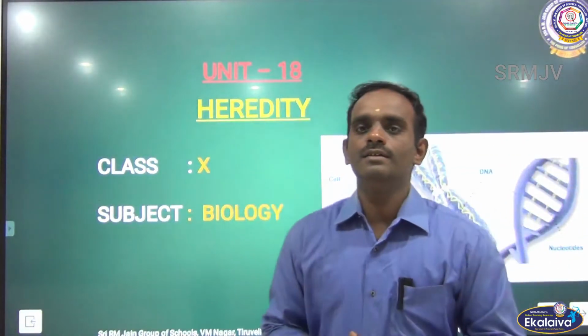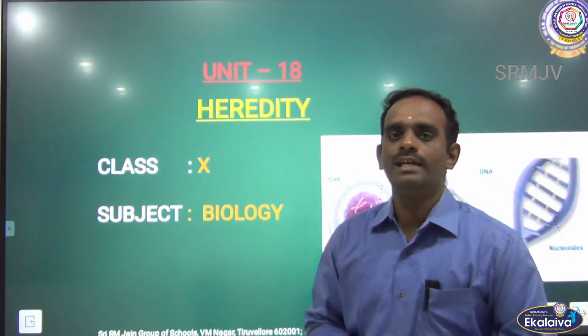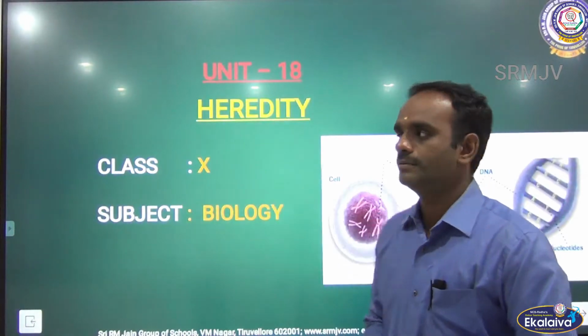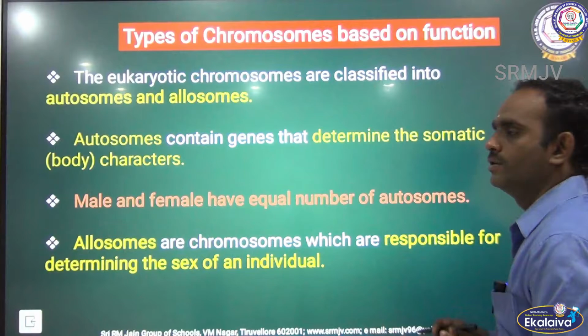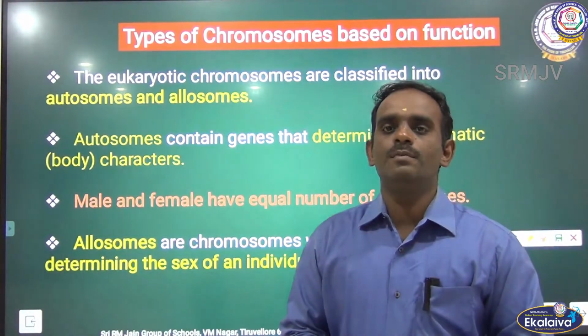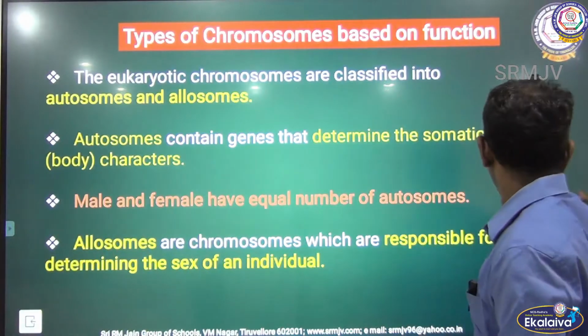For class 10, subject biology, unit 18, the name of the unit is Heredity. Today, we are going to discuss types of chromosomes based on function.